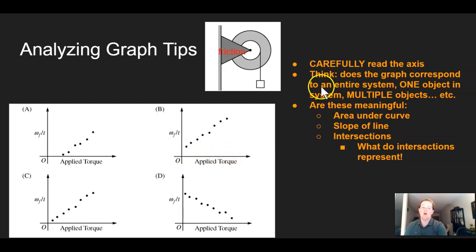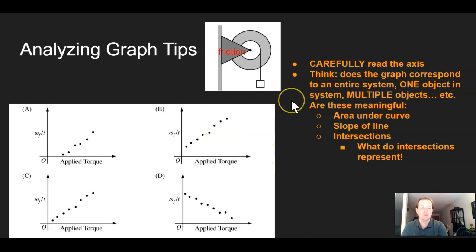Now, this was a graph of just the disk. It's not this hanging mass, so it's just the disk. So now I understand what it's applying to. And what might be meaningful? The area under the curve? It turns out that doesn't help you for this problem. Omega divided by t multiplied by torque? Ugh, yuck, I don't know what that would be. The slope? Oh, that seems yucky as well. That ends up not helping you either.